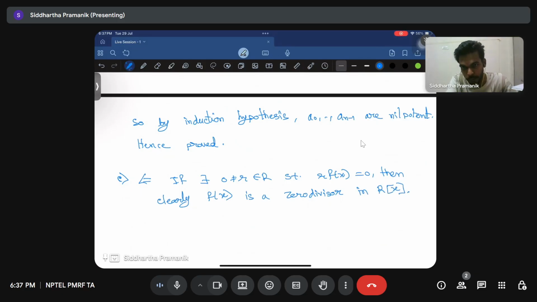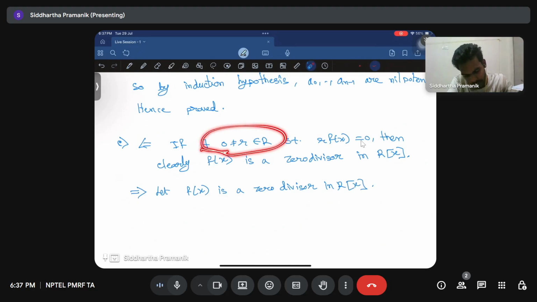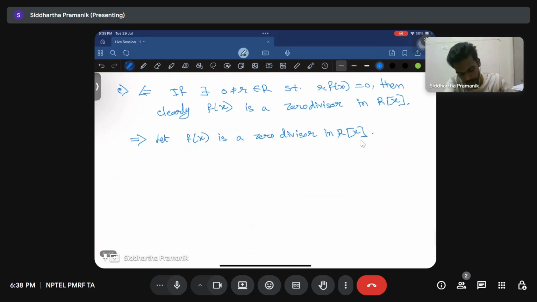Okay, so we have to prove the other implication. For this, let f(x) be a zero divisor in R[x]. So we need to find a non-zero element r such that r times f(x) is 0. So again we will use induction on the degree.